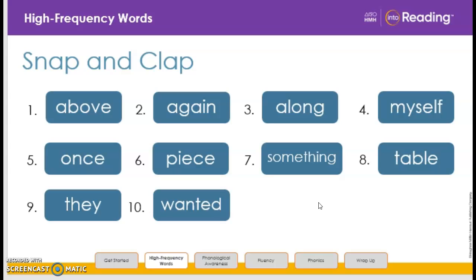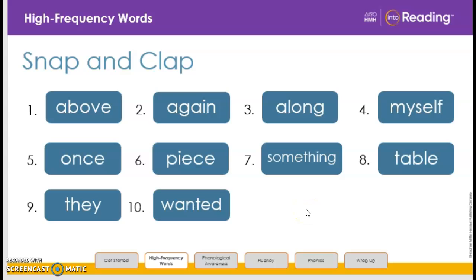Today's lesson is lesson 13, and it is a review of our high frequency words we've been working with this week. So let's look at these words and say them together. We have above, again, along, myself, once, peace, something, table, they, wanted.